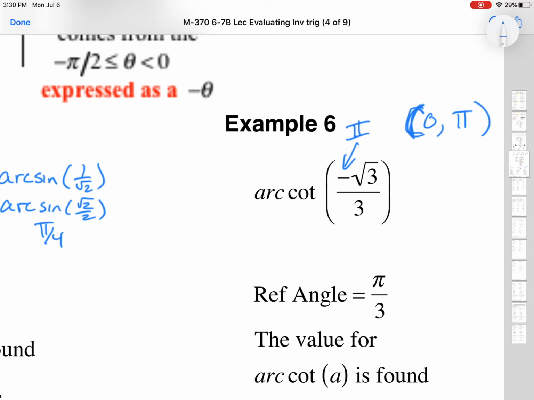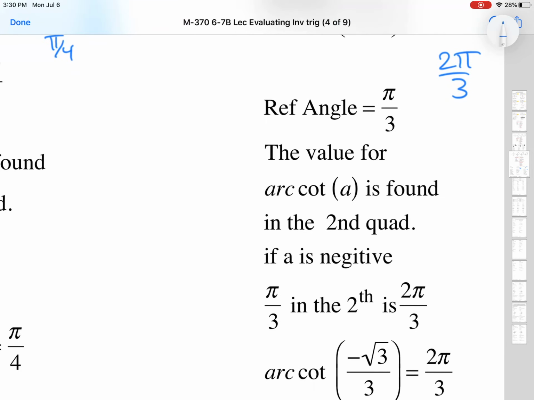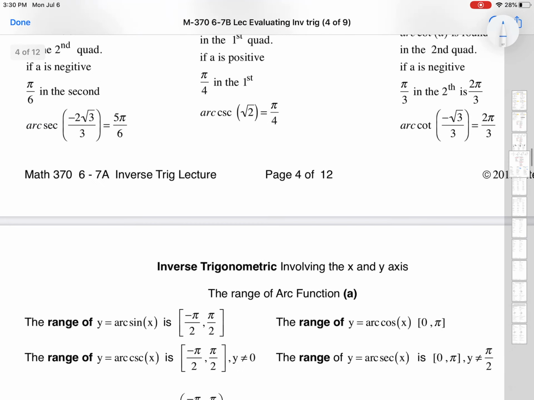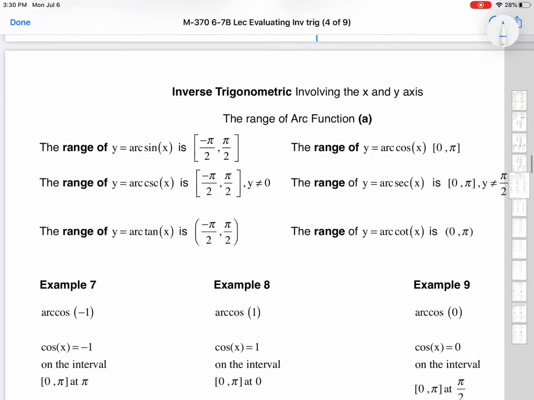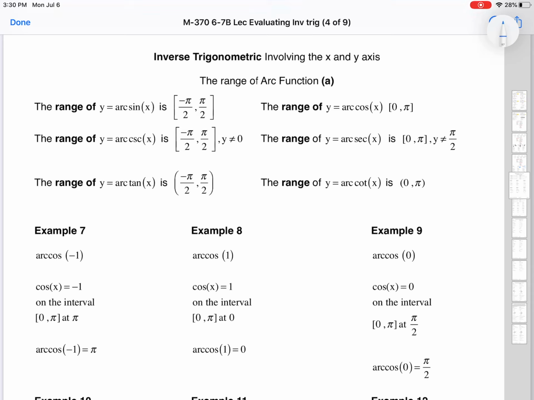I knew it was between the first or second quadrant. I now know it's second. I now know it's 2 pi over 3, and I'm moving on with my life, right? And we get a nice 2 pi over 3 out of that guy. It's awesome. So memorize those ranges, and it works really, really well, and nothing spits out outside of those ranges.